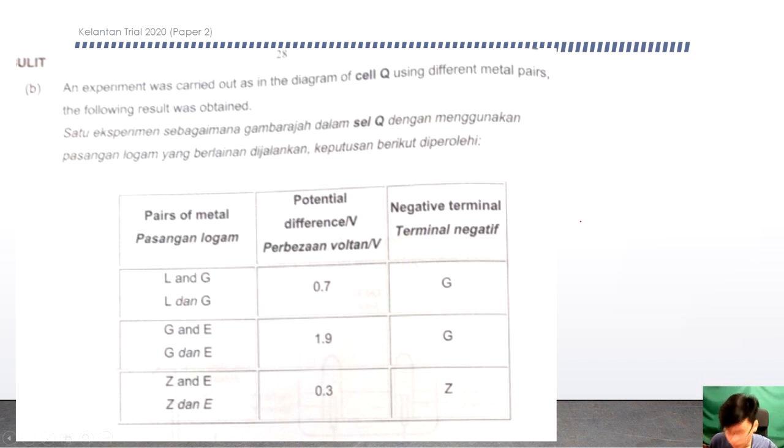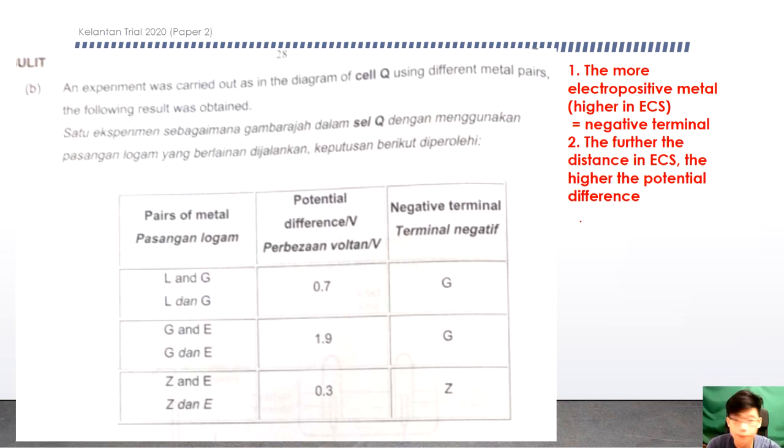Okay. So here, you have to know the concept. Number 1, the more electropositive metal that is higher in the electrochemical series becomes the negative terminal. Then second concept, the further the distance between the metals in the ECS, the higher the potential difference. From these two points, we can arrange the position of the metals in the electrochemical series. Let's try. So L and G, this pair of metals, G becomes the negative terminal. In other words, the negative terminal is higher in the ECS. So G is higher in the ECS, L is lower in the ECS.